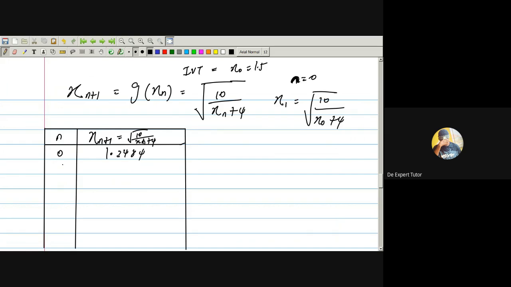Now pay attention. At our first iteration, at n equal to 1, x2 equals g of x1, and that's square root of 10 all over x1 plus 4. It means that the x I'm using in this new iteration will be my previous x1 that I got. Are we together? Okay.